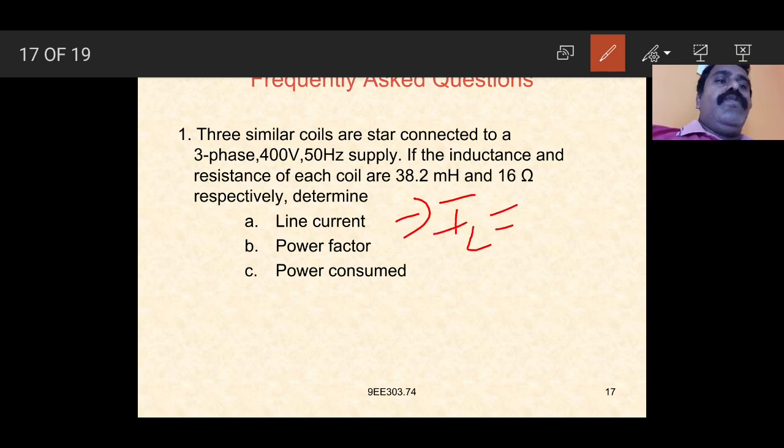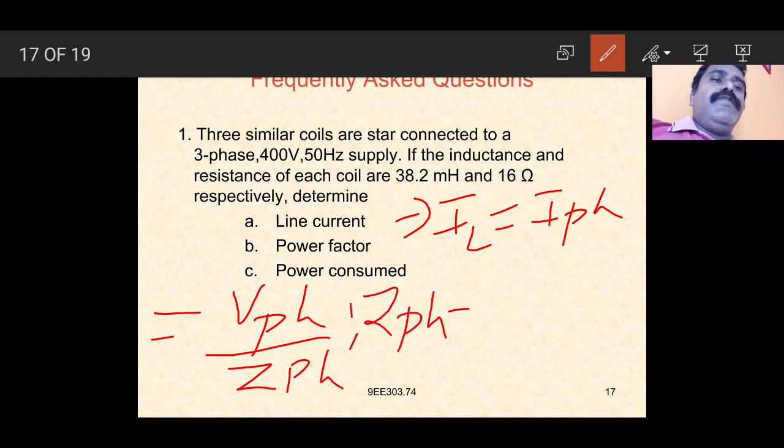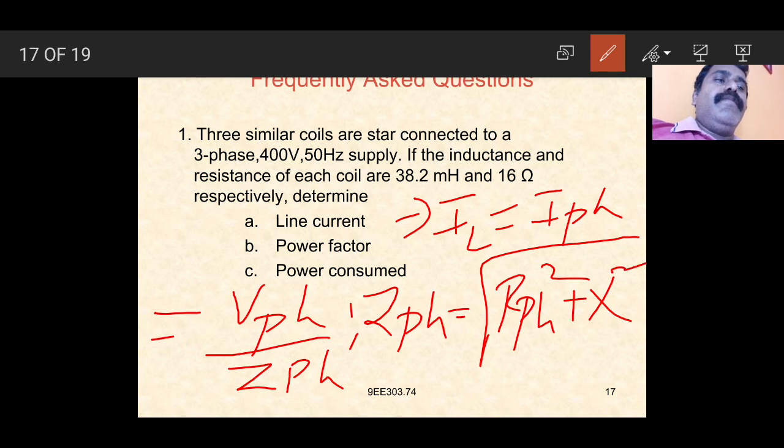IL is equal to I phase, which is equal to V phase by Z phase. V phase we already found, and we can find the Z phase. Z phase is equal to under root of R phase square plus X square. X is nothing but XL, and R phase is given as 16 ohms. We calculate and get the value of the line current.